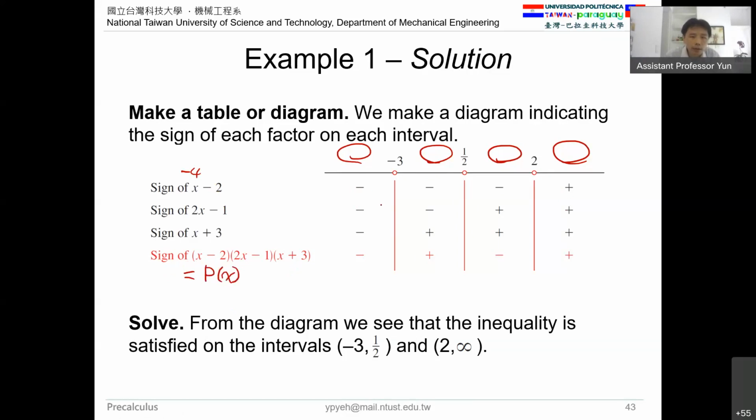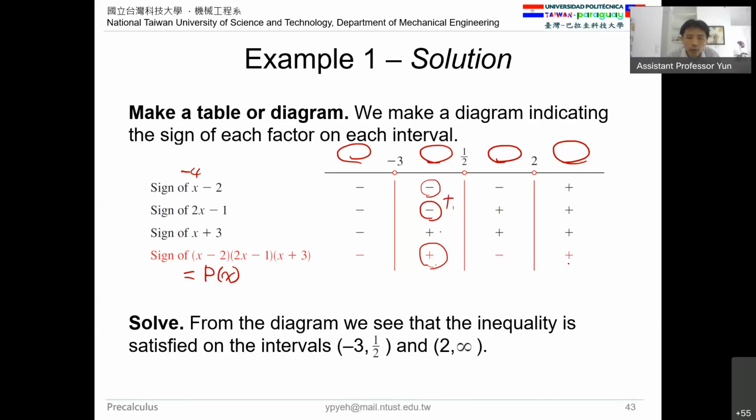So you can see that in region 1, all these terms are negative, so the sign of the total function will be negative here. Also in the interval between minus 3 and 1/2, it is the same. And in this region, the sign will be negative times negative, so this will be positive. Then the positive times the positive will be positive as well. Okay, so in this region it is positive.